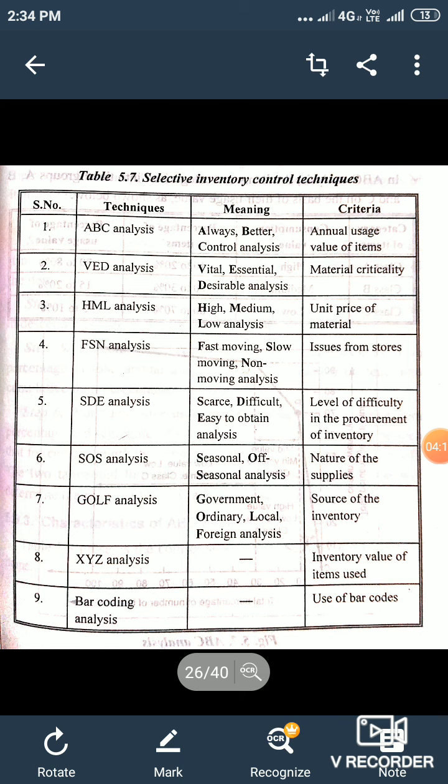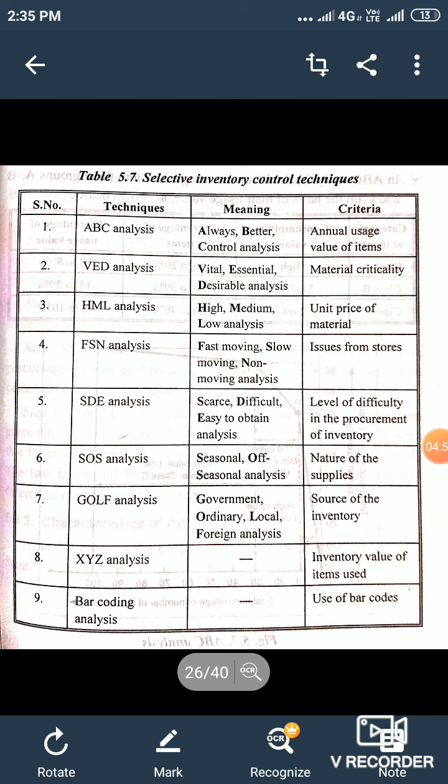Next, SDE analysis. It is based on the level of difficulty in the procurement of inventory. This system classifies items into scarce, difficult, and easy. S stands for scarce, D difficult, and E easy. It is useful in lead time analysis. We already discussed the lead time. It is useful in lead time analysis and decisions related to purchasing strategies.